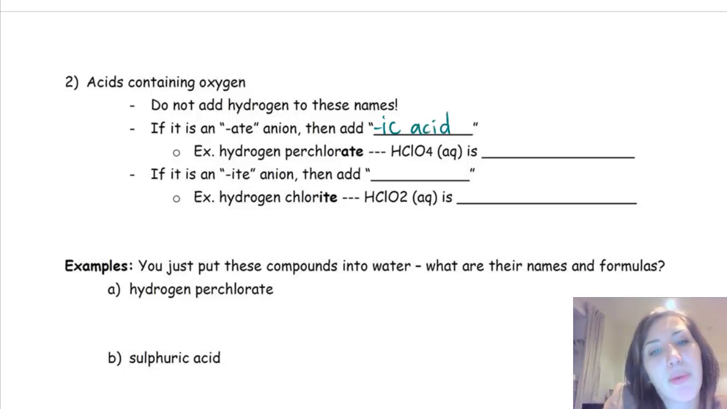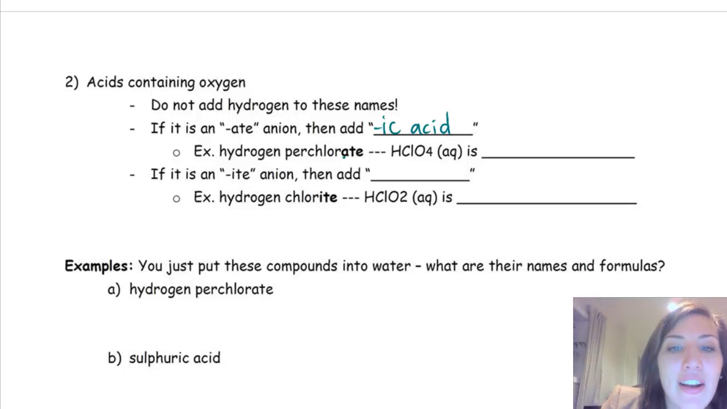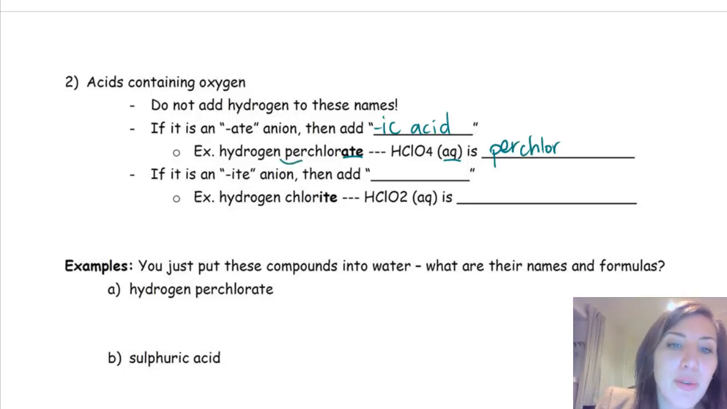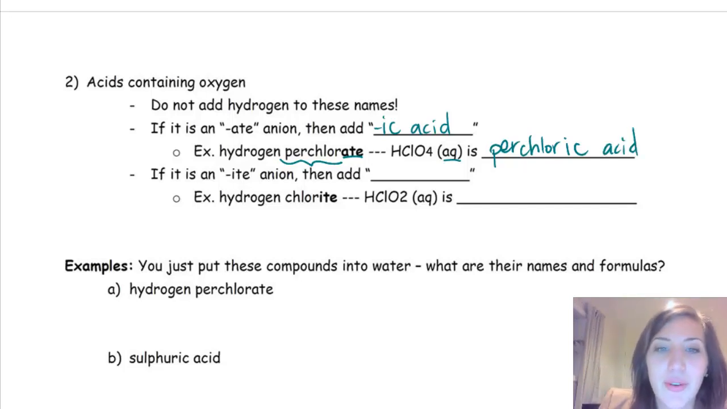So let's take hydrogen perchlorate. See that ate there? Now if we put this in water and it becomes aqueous, then we're going to just call it, no hydro. Remember, you don't add the hydro, so what are you going to call it? Perchlor. That's the root word, perchlor. And now instead of the ate, we change that to an ic acid. So the perchlor here is the root word. The ate gets changed to ic acid.